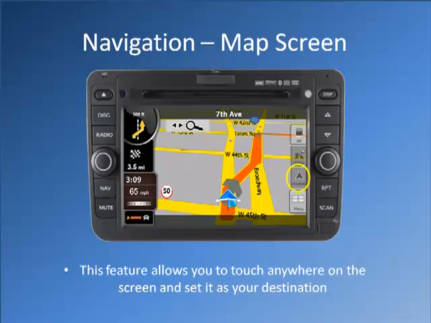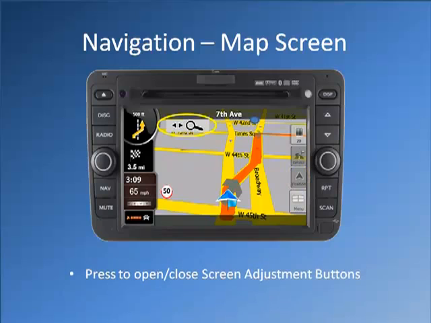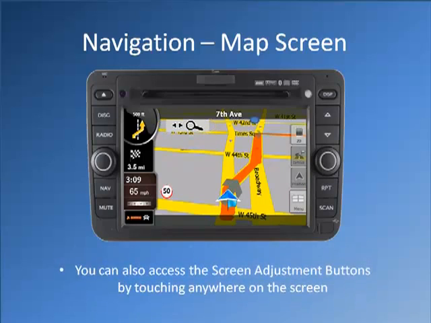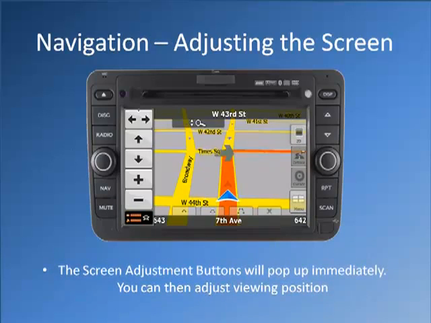This feature allows you to touch anywhere on the screen and set it as your destination. Press to open or close the screen adjustment buttons. You can also access the screen adjustment buttons by touching anywhere on the screen. The screen adjustment buttons will pop up immediately. You can then adjust viewing position.